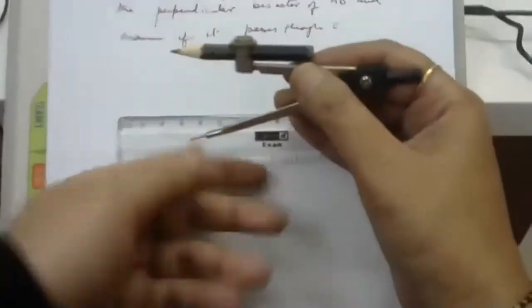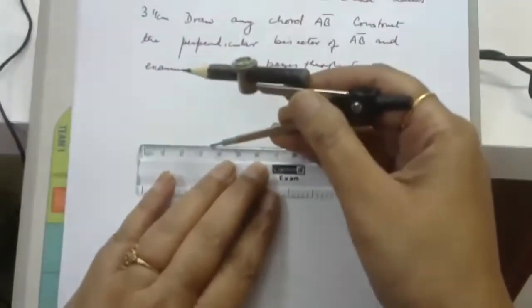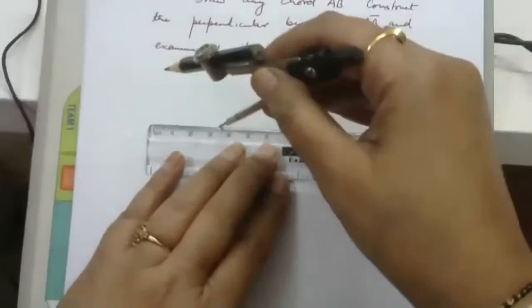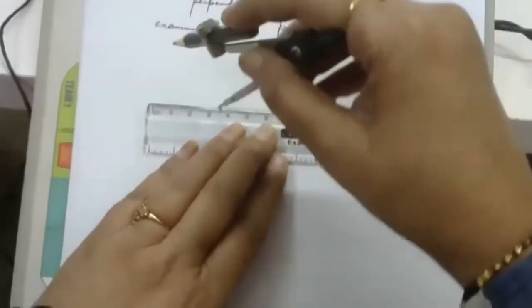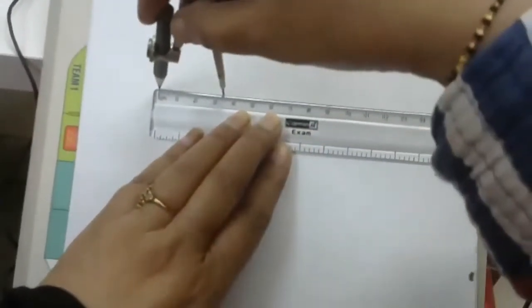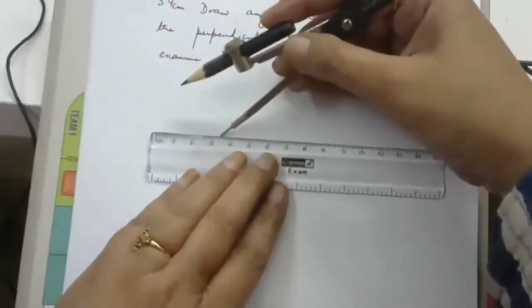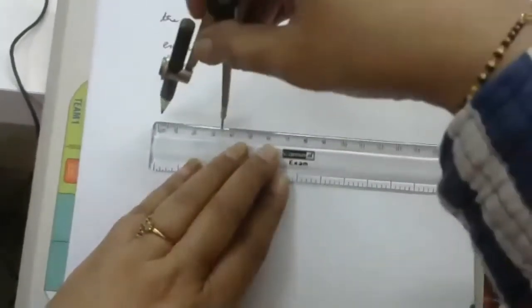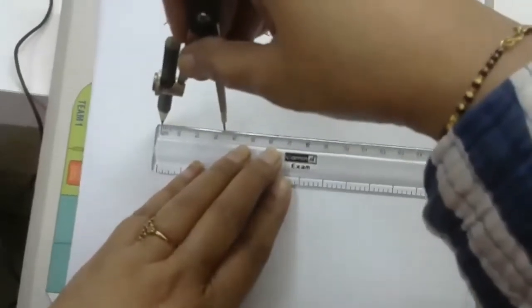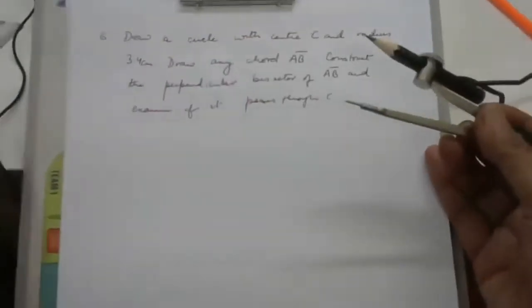Yes, 3.4. Just see how we are going to open 3.4, children. Can we all locate 3.4 on the ruler and adjust it like this? Like this. Okay. Now I'm going to draw a circle.